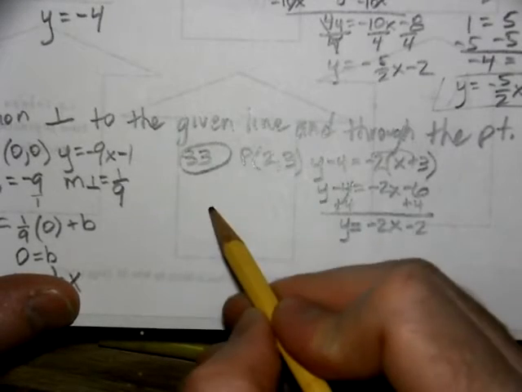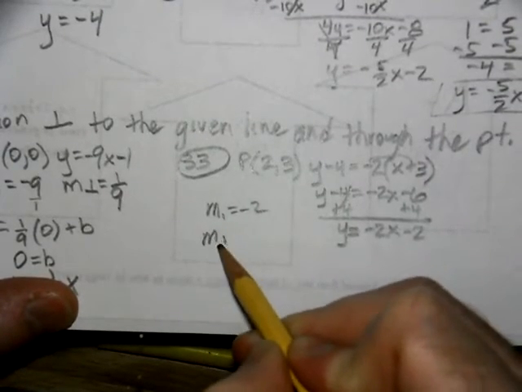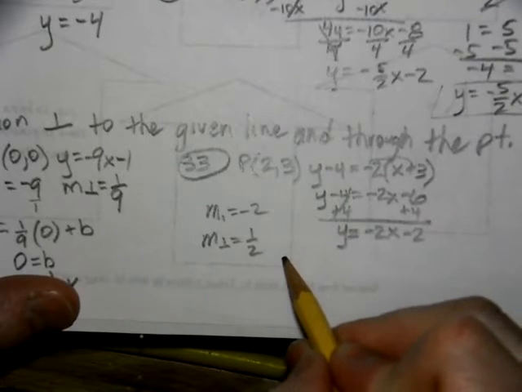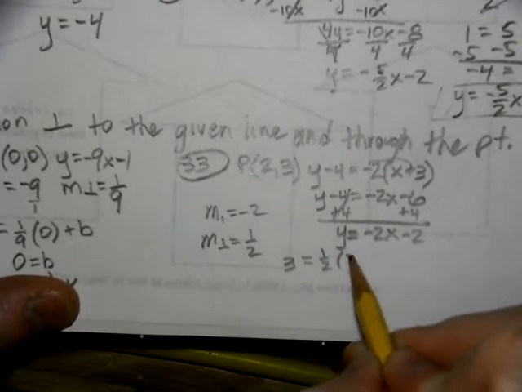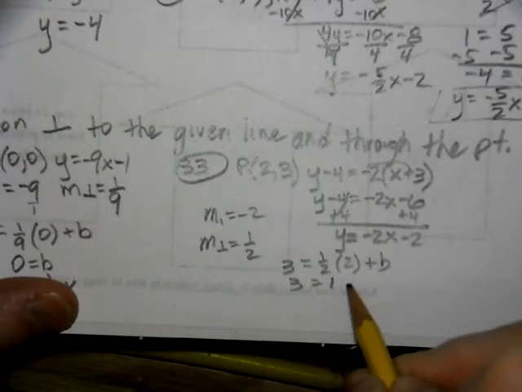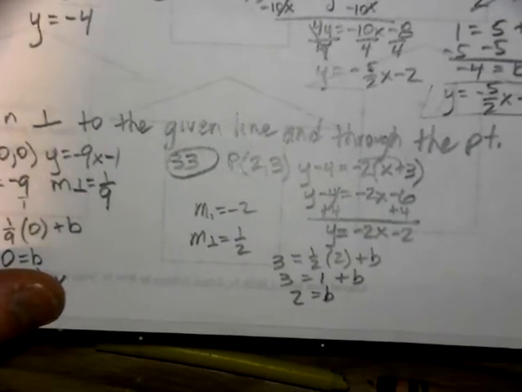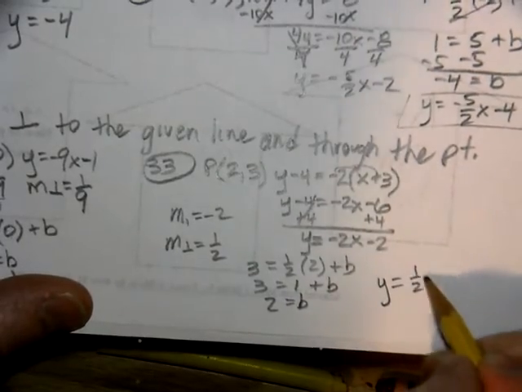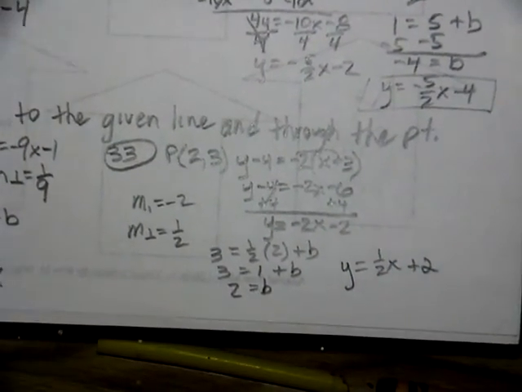So our current slope is negative 2. Our perpendicular slope is going to be 1/2. So we'll take 3 equals 1/2 x plus b. Subtract the 1 to get a value of 2. So our equation is going to be 1/2 x plus 2.